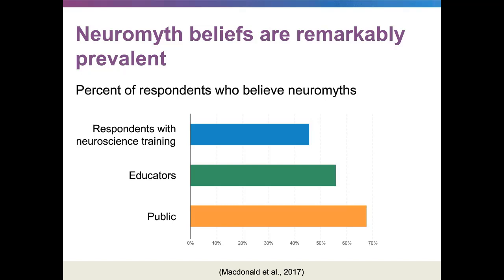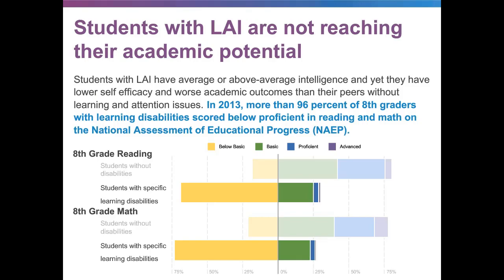So here now are some facts. We know that students with learning and attention issues are not reaching their academic potential. These are the NAEP scores, and you can see that kids with learning disabilities are not in any way meeting their potential.